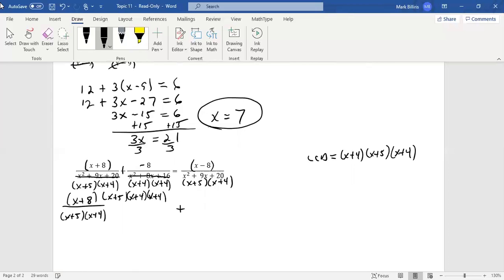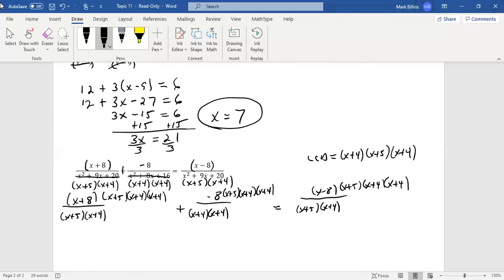So plus, I'm going to have negative 8 over x plus 4 times x plus 4. I'm going to multiply that times our LCD, x plus 5 times x plus 4 times x plus 4. And that's going to equal our x minus 8 over x plus 5 times x plus 4 times our LCD, which is x plus 5 times x plus 4 times x plus 4.